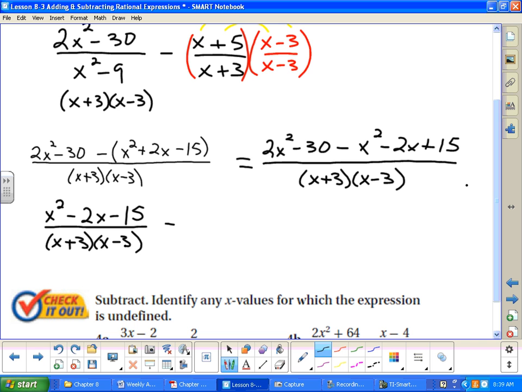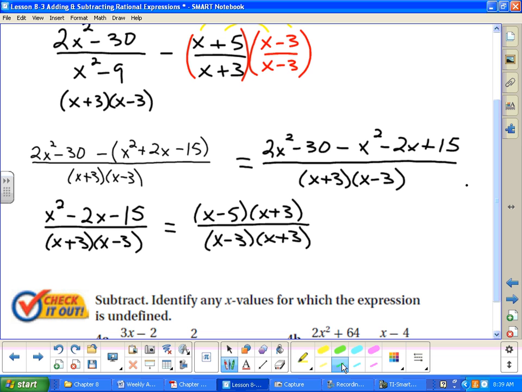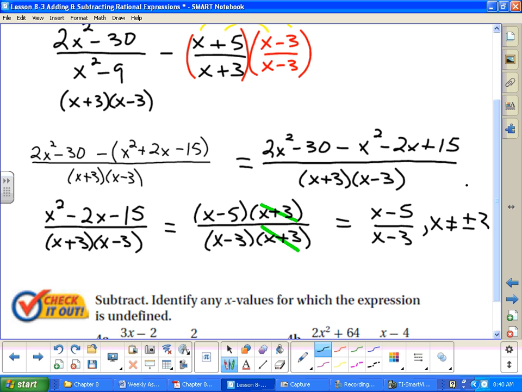And then I can factor in this case. So if I can factor, I will. So the numerator is x minus 5 and x plus 3. So this can be simplified further. So my answer is going to be x minus 5 over x minus 3, and x cannot equal plus or minus 3.